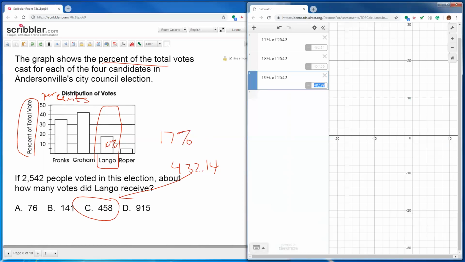So 19 takes us up to 482, so now we're a little above. We're too much. So still nowhere near the 915 though.